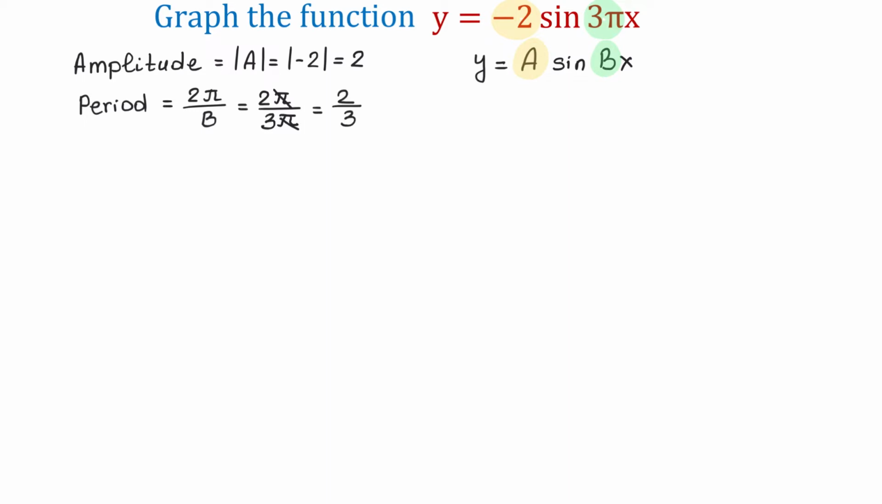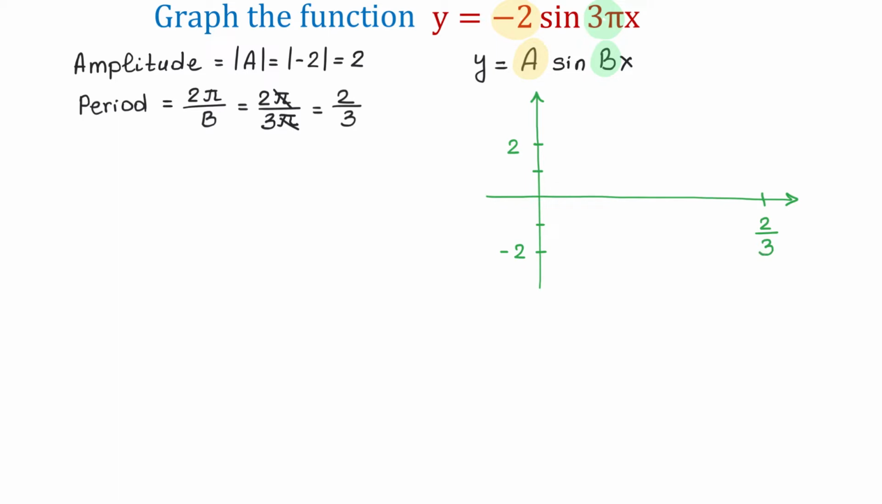To the right, I will start the coordinate system. And because the amplitude is 2, the maximum value of this function will be +2 and the minimum value will be -2. The period is 2/3 and we will plot it on the x-axis.